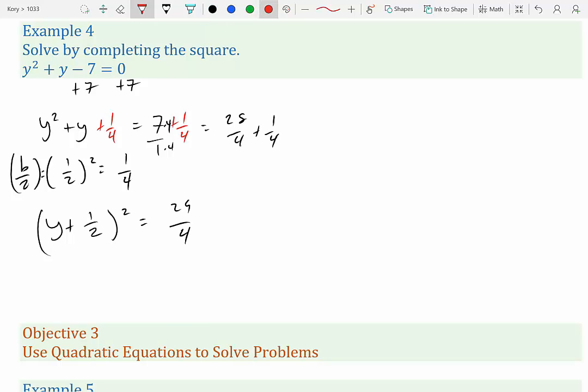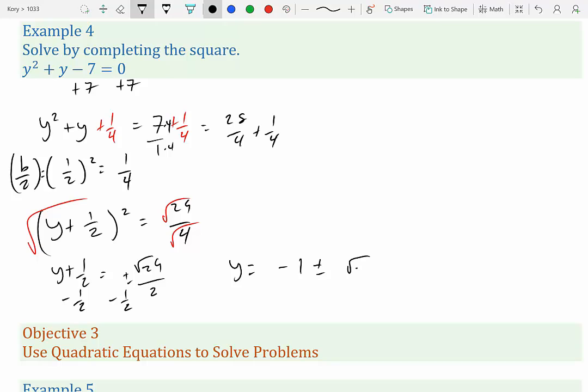Now we need to use the square root property. So we have y plus 1/2 equals the square root of 29 over 2. Since the square root of 29 does not have a perfect square, do not separate it. We're going to subtract 1/2. So we have y equals negative 1 plus or minus the square root of 29 over 2. Since they both have the denominator of 2, you combine it as 1.